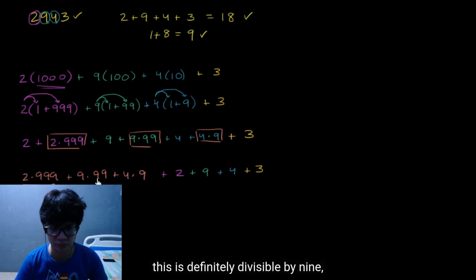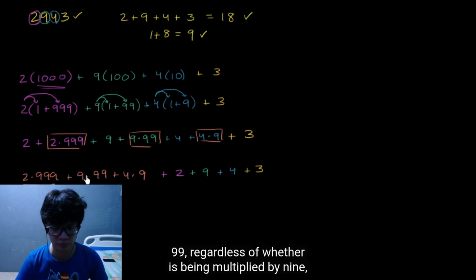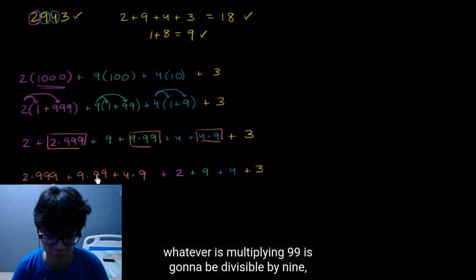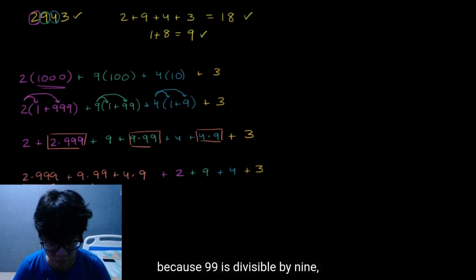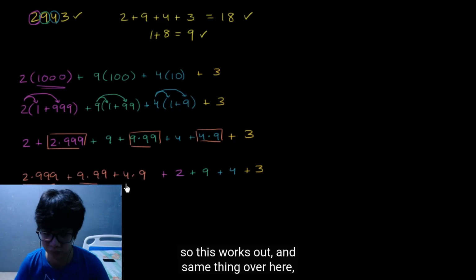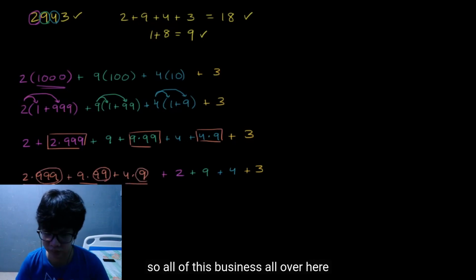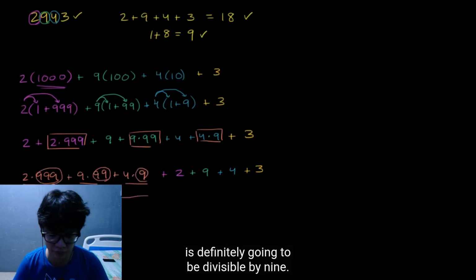This is definitely divisible by 9. Whatever is multiplying 99 is going to be divisible by 9, because 99 is divisible by 9. So this works out. And same thing over here. You're always going to be multiplying by a multiple of 9. So all of this business right over here is definitely going to be divisible by 9.